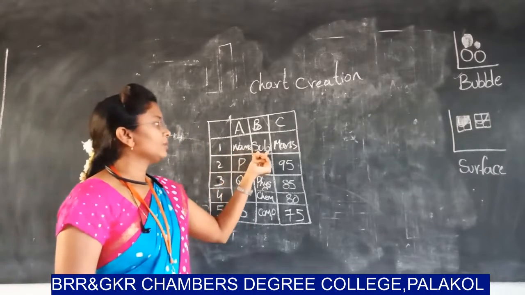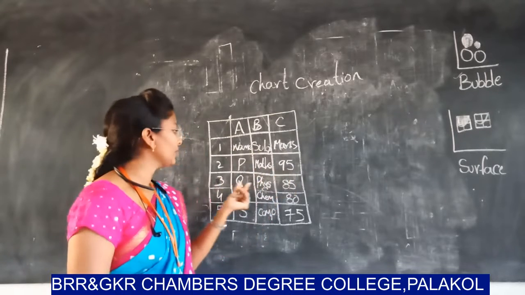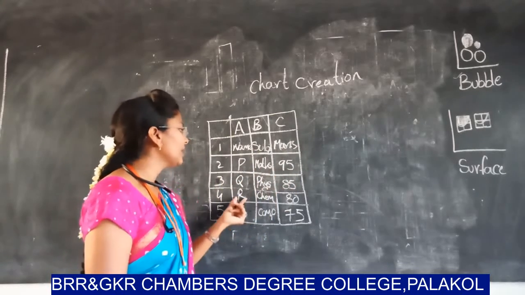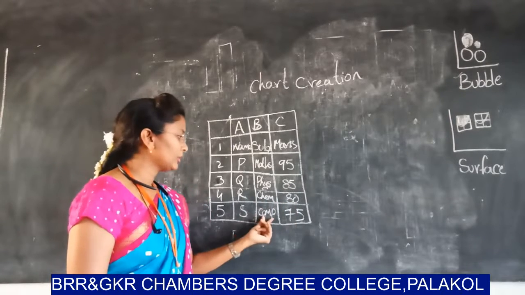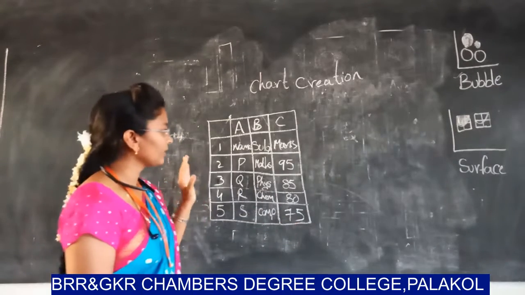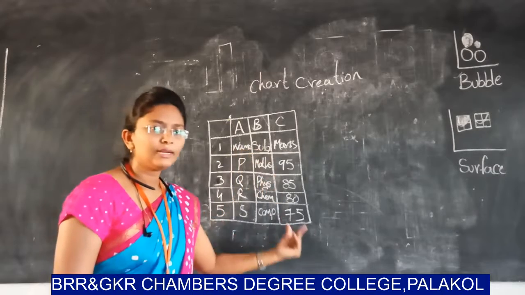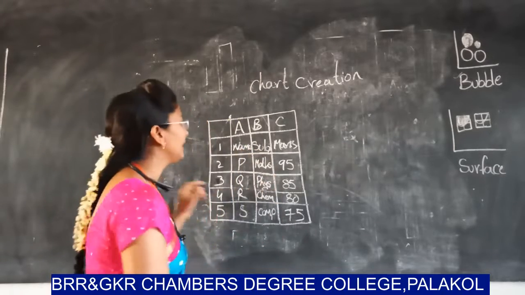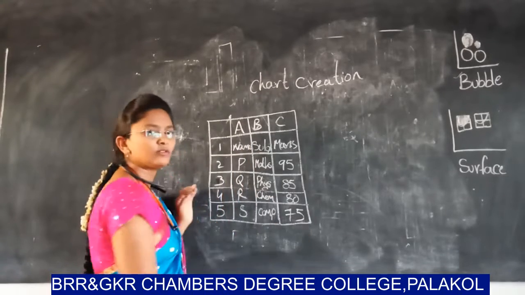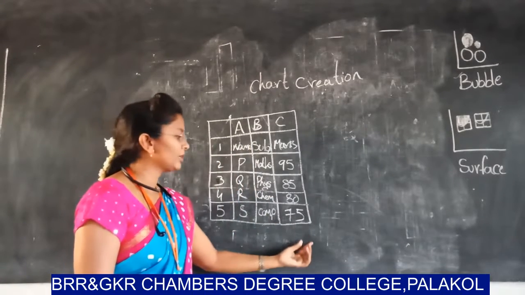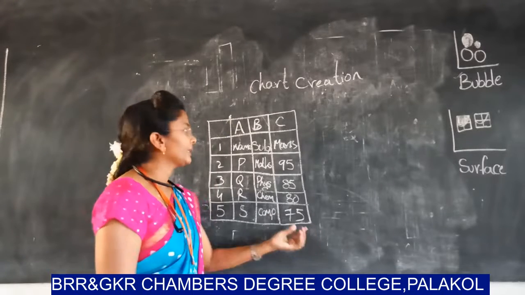Here name, subject, marks. P in mathematics subject scored 95 marks. Q physics subject 85 marks. R chemistry subject 80 marks. S computer subject 75 marks. Okay, I am taking this data in the Excel sheet. I want to select this data. How can I select the data? First of all, click in the A1 cell and drag towards the downward direction. If you drag downward, then automatically up to here the data is selected.